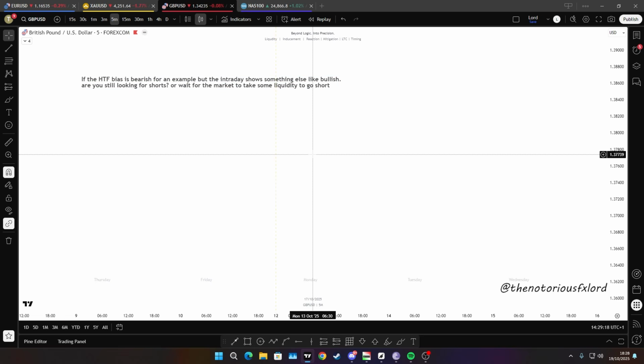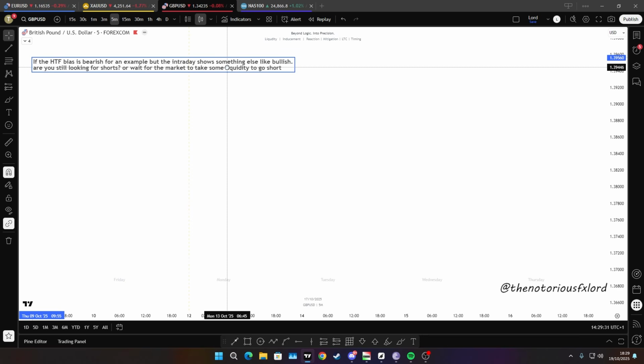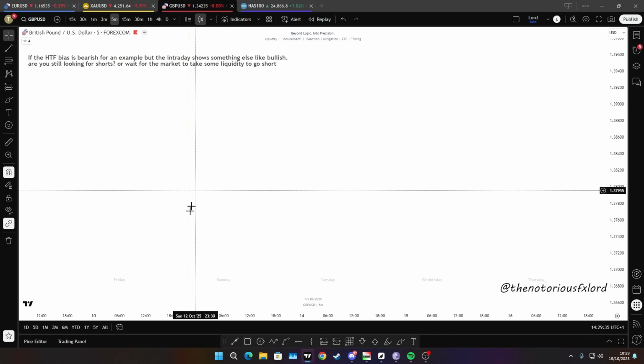Okay, so if the high time frame bias is bearish, for example, but the intraday shows something else like bullish, are you still looking for shorts or wait for the market to take some liquidity to go shorts? Okay, good. So it is quite simple and easy.